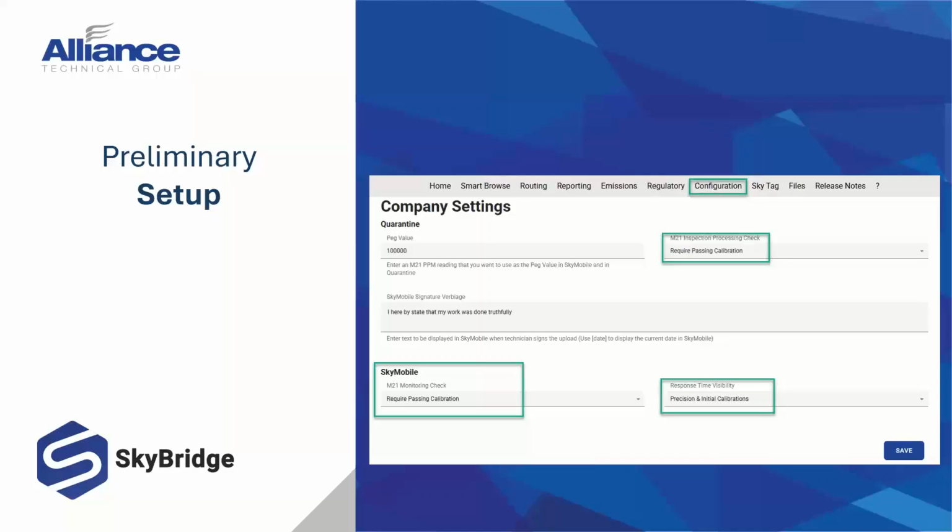If you notice at the top right, it says Method 21 inspection process check require passing calibration. You got an option not to or require passing calibration. Over to the bottom left, require passing calibration in Sky Mobile. If you have that checked and you try to monitor without having a calibration, it will let you know. And then response time visibility, precision, initial calibration have to enter in a response time.